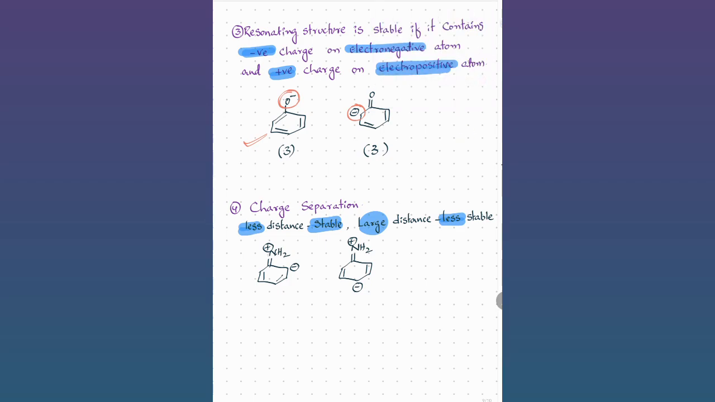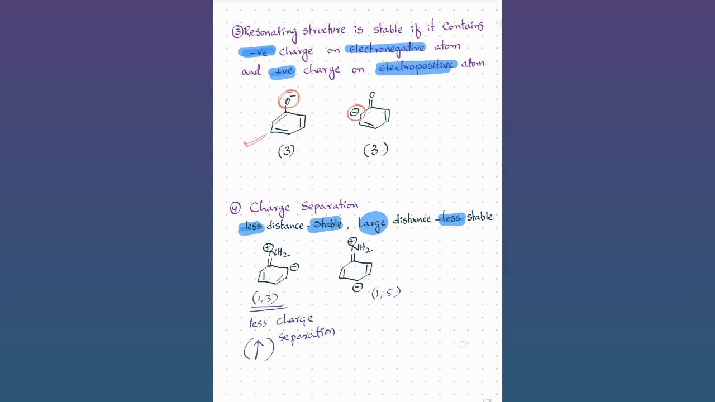Now here, nitrogen, carbon, carbon: the distance is 1, 2, 3, so positions 1 and 3. Here it is 1, 2, 3, 4, 5, so positions 1 and 5. So here we have less charge separation, which means this structure is more stable than the second structure. I hope you got it, right?